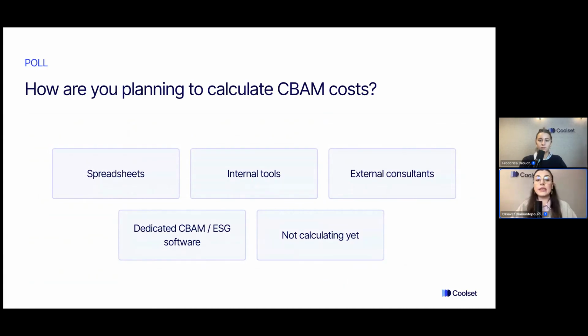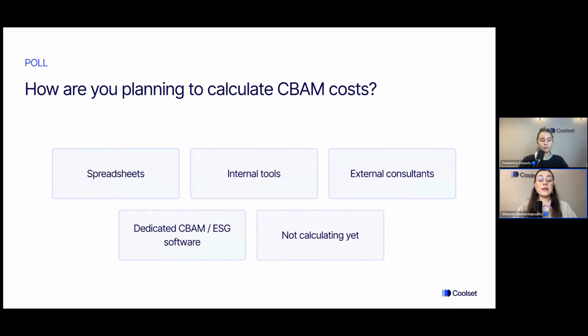And yeah, I think the biggest section of people are not calculating yet, which is understandable, but you really need to pick it up and start working on it. And the second biggest section is working with spreadsheets at this point, with also another 10% using internal tools and software. I think this shows that still there is not a lot of maturity in the field, and people are still figuring out what they will do as we move forward.